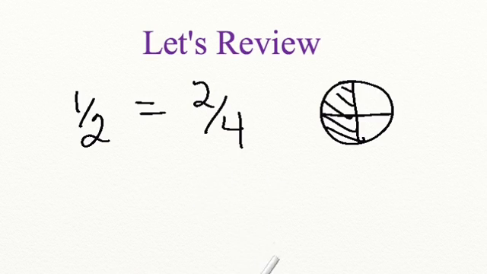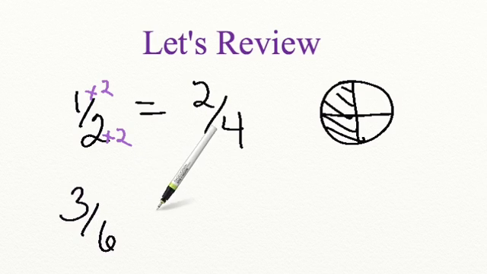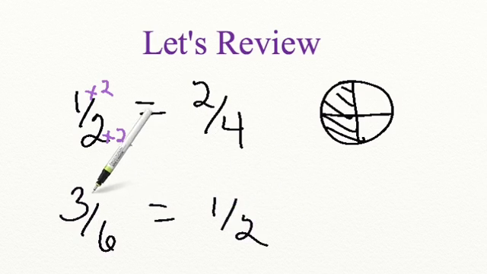We also learned today that you can use a formula for finding equivalent fractions. If you multiply the numerator and the denominator by the same number, then you will get an equivalent fraction. You also can do the opposite. If you take the numerator and the denominator and you divide them by the same number, then you can also find an equivalent fraction for that number.